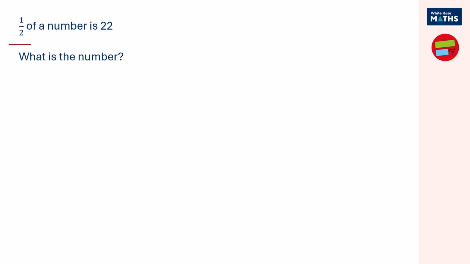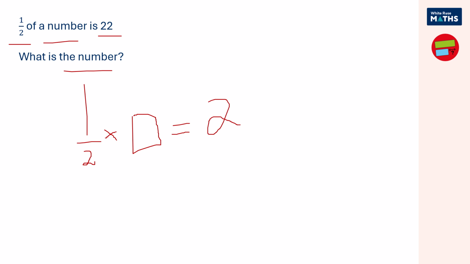Next one. Half of a number is 22. What is the number? So half of something is 22. To work out the number, what's the opposite of dividing by half? It's multiplying by 2. So a half of something equals 22. To work backwards, I'm going to do 22 times 2, I get 44. Okay, because a half of 44 is indeed 22.